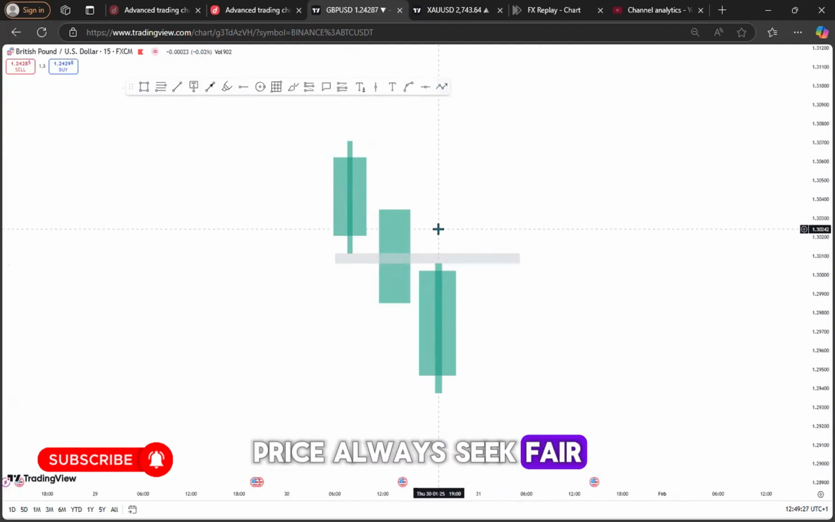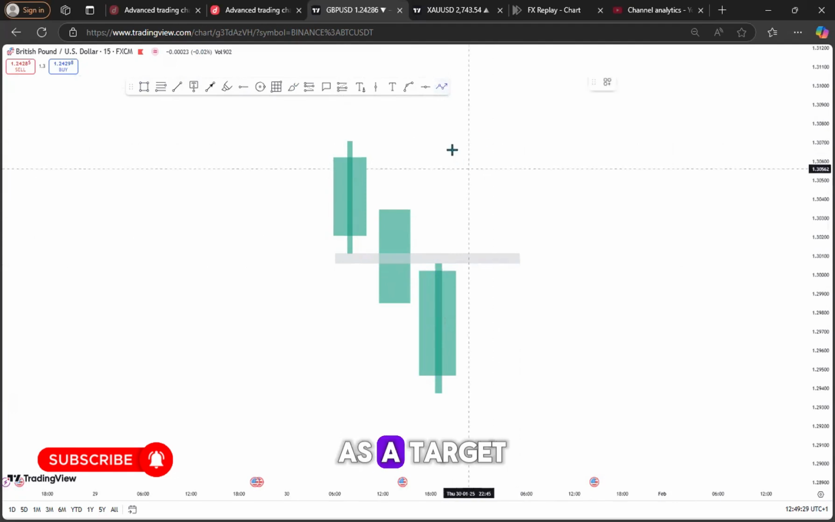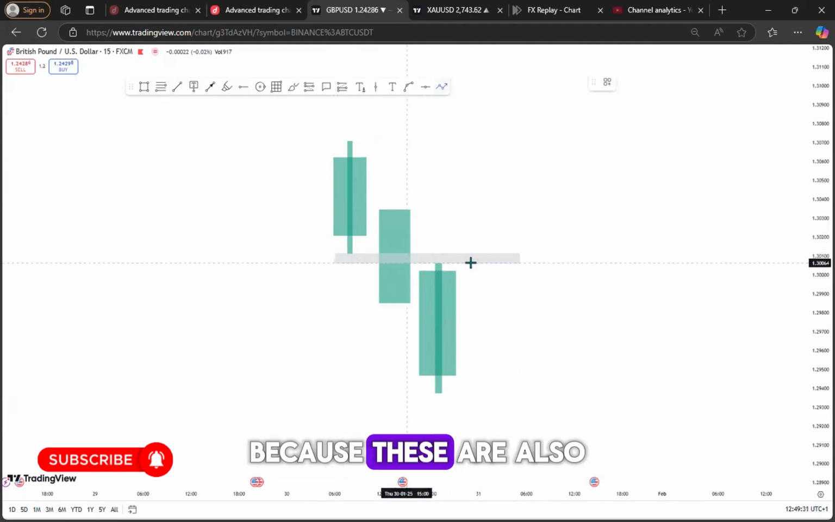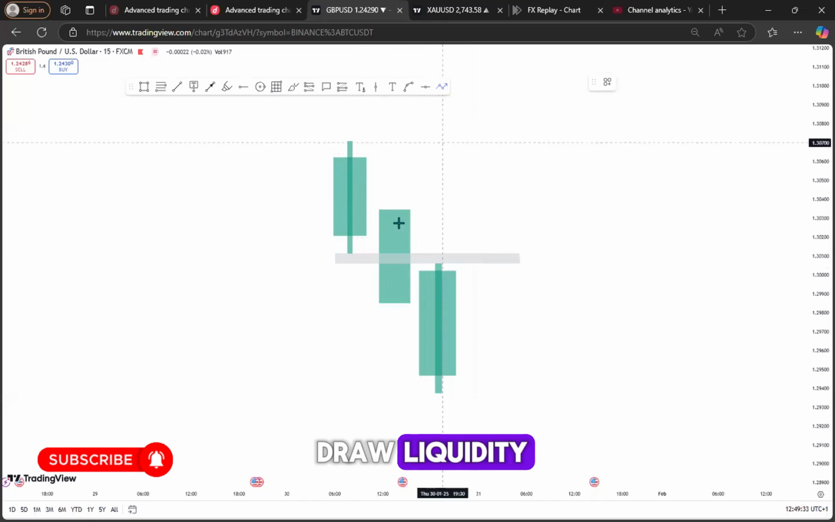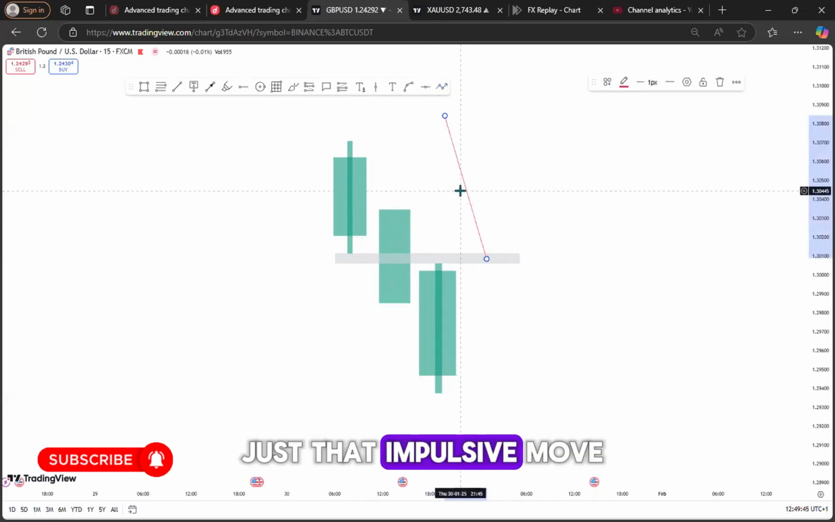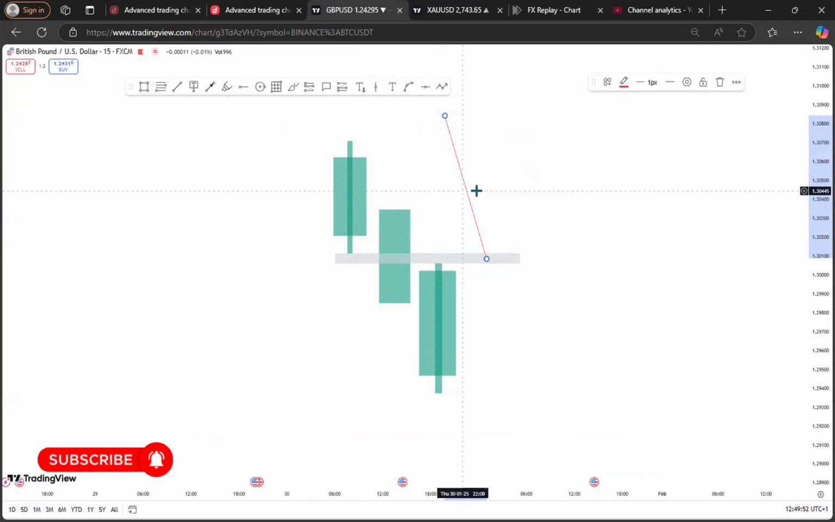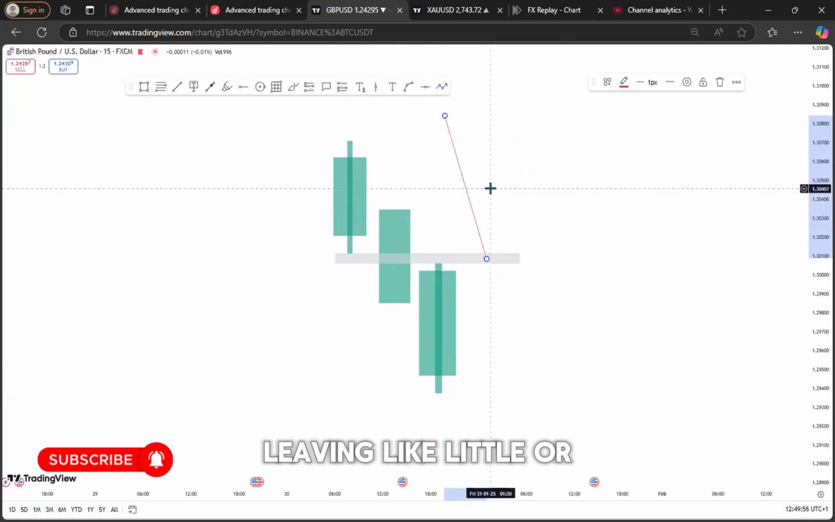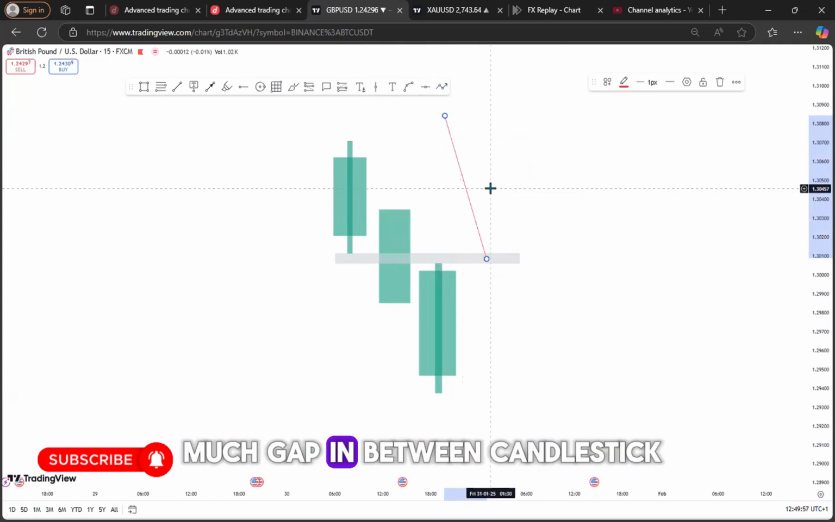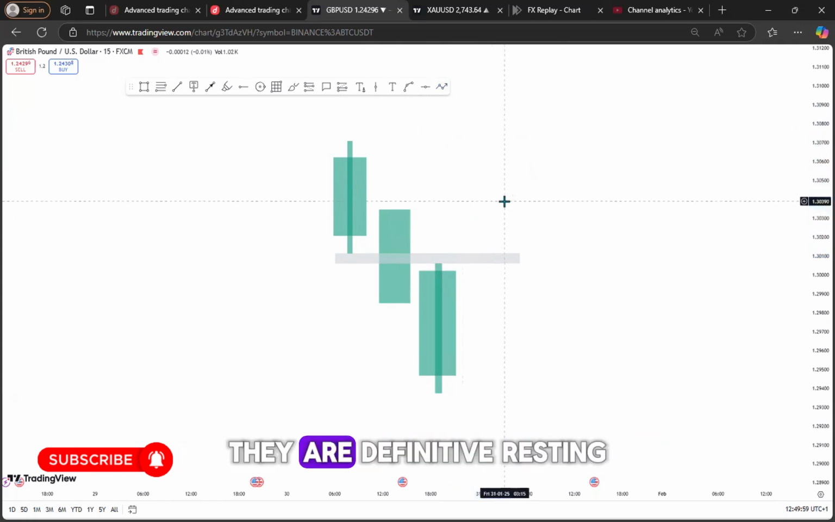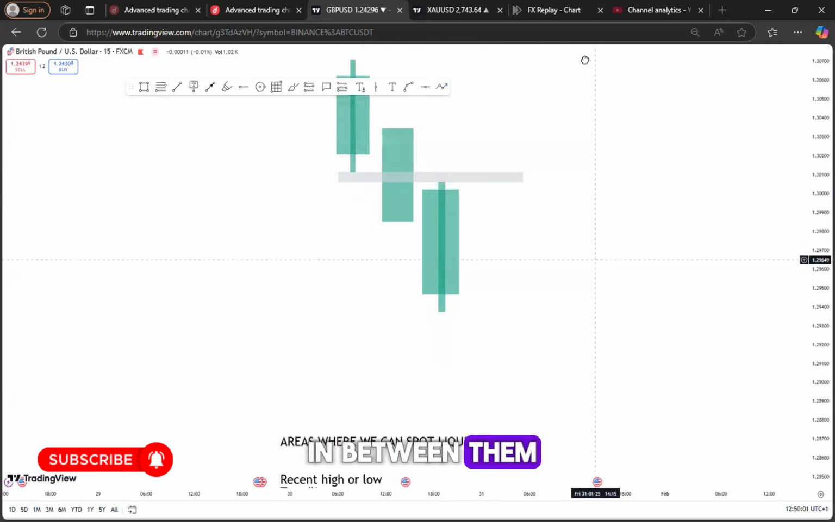Price always seeks a fair value gap as a target, because these are also draws on liquidity. A fair value gap is just that impulsive move, when price buys or sells impulsively, leaving a little or much gap in between candles. So in those areas, there is liquidity resting in between them.